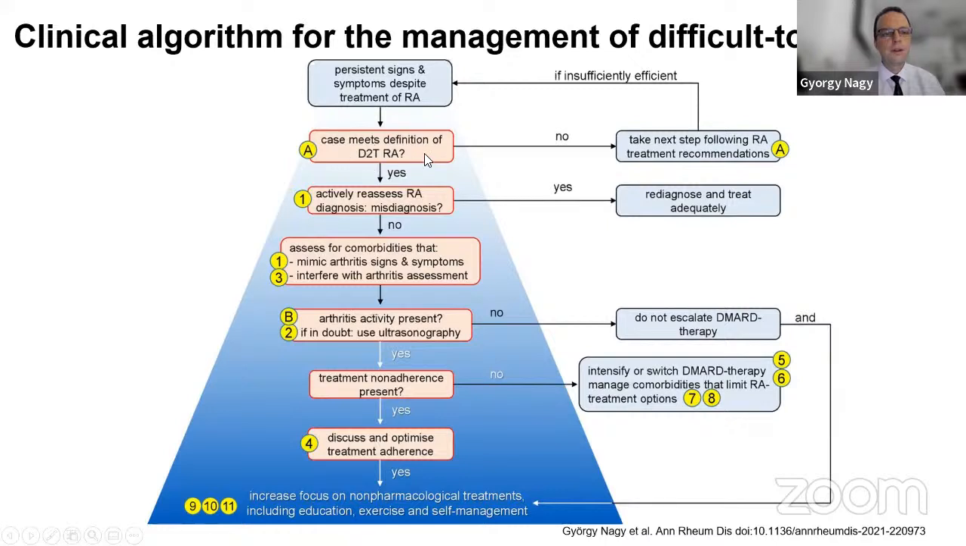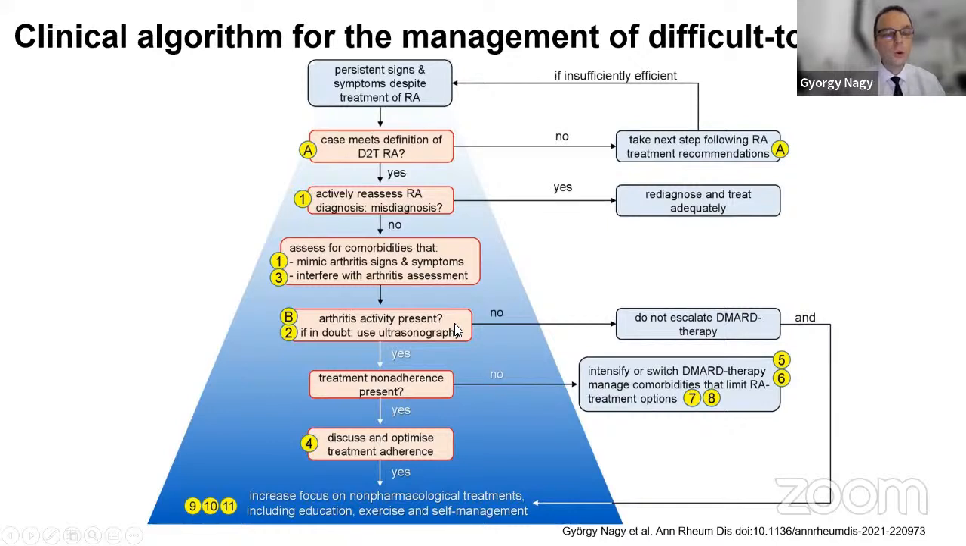If the difficult to treat is confirmed, then you should reassess the diagnosis and then go step by step and try to rule out other conditions, and then estimate the real disease activity, also the comorbidities in the context of rheumatoid arthritis, and if arthritis activity is present or not. If you are not sure, please use ultrasonography.